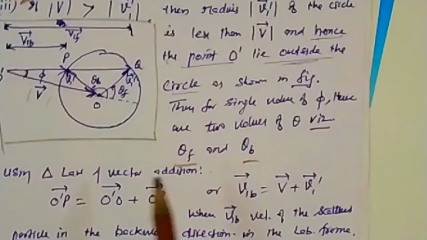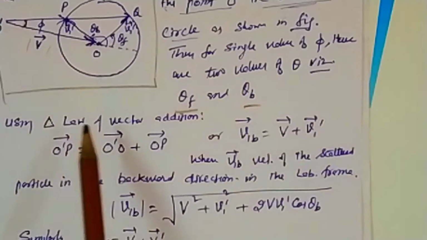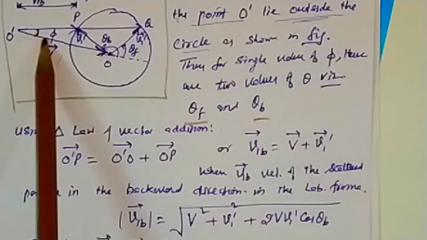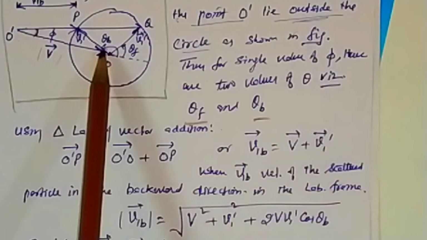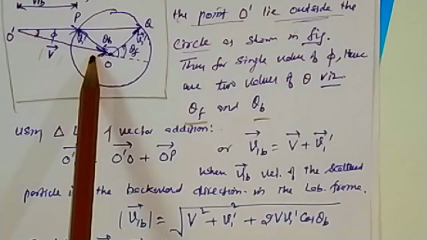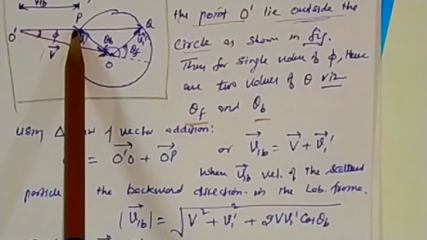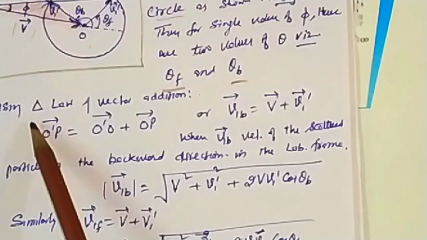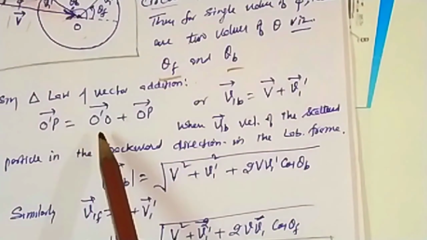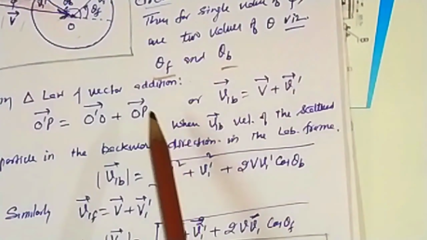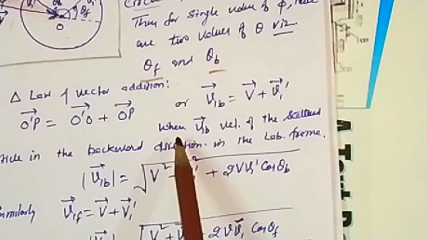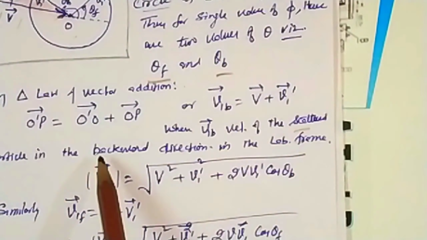So from this figure, it is clear from the triangle law of vector addition that O dash P is the resultant vector, because these two vectors O dash O and OP vector are in the same direction. This is the head of this vector, and this vector is in the opposite direction. So using triangle law of vector addition, O dash P vector is equal to O dash O vector plus OP vector. Therefore V1 B vector is equal to V vector plus V1 dash vector, where V1 B vector is the velocity of the scattered particle in the backward direction.